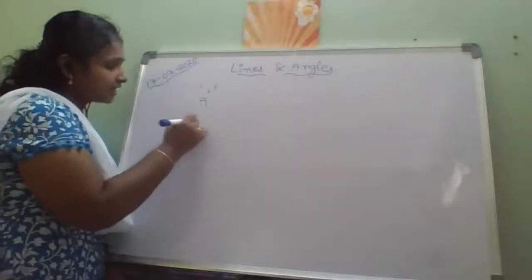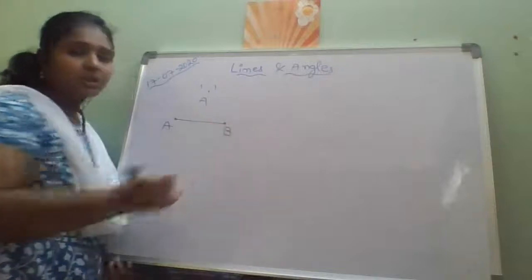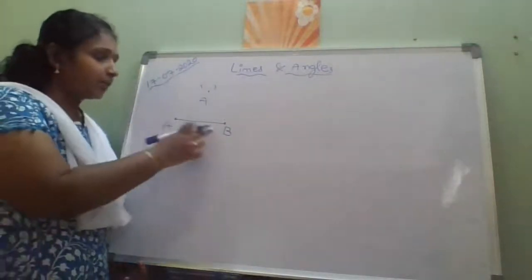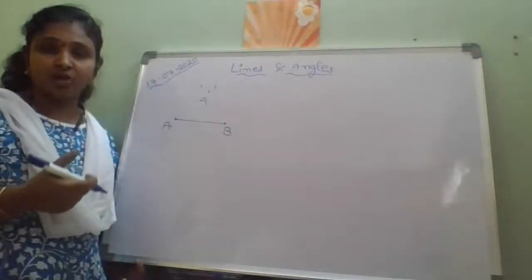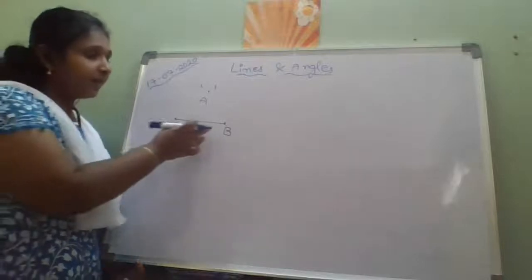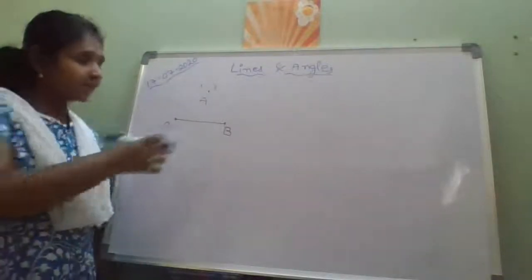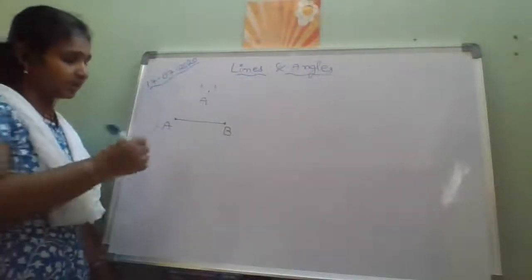What is a line segment? For a line segment, there is both a starting point and an ending point, and we can measure the length of the line segment. A definite length is there for a line segment, which means we can measure its length.